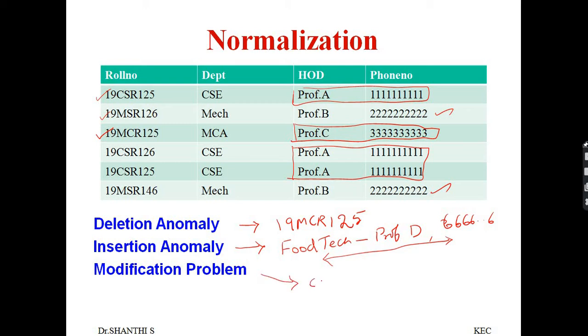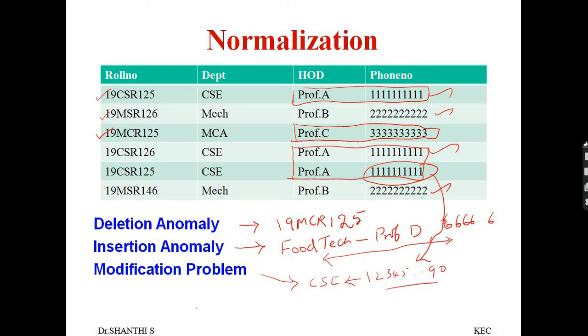The third one is modification anomaly. Now I am changing the phone number of the head of the department of CSE as 1234567890. This updation takes place only in one record. Only in this place am I updating the contact number of the head of the department of CSE. In the remaining 2 places, the old values are retained.